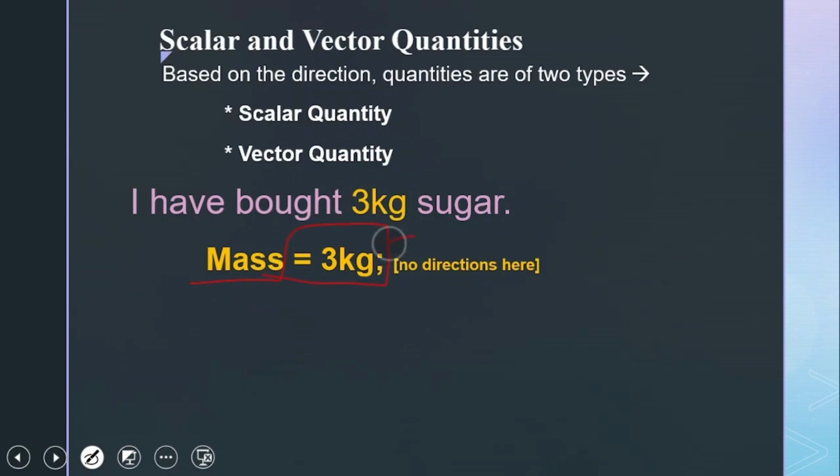But we don't need to mention the direction of mass, right? If you need to buy 5 kg rice, then what will you ask the shopkeeper? Will you ask, Mister, give me 5 kg rice towards south? It is meaningless actually. So we don't need to mention direction to express some quantities. So they are called scalar quantities.